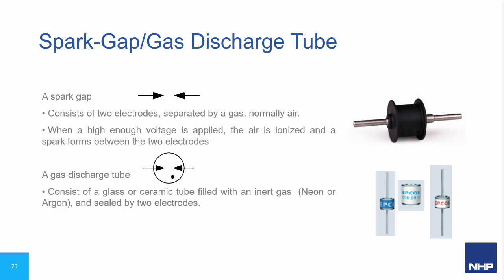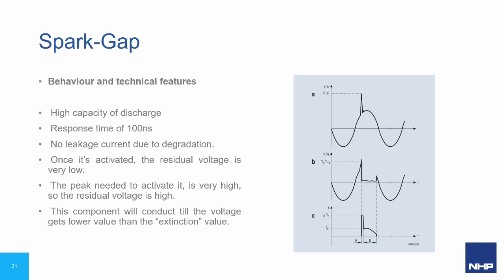Gas discharge tubes operate similarly. However, the medium is an inert gas. At normal voltage levels, the gas is a poor conductor. However, when the voltage increases from a transient, the gas is ionized and the gas discharge tube becomes a good conductor. Spark gaps have a high discharge capacity, which makes them suitable for discharging large currents, such as those received from lightning. Once activated, the residual voltage is very low. However, to activate them in the first place, they require a large peak, which results in a high initial residual voltage until fully activated. The benefit of this technology is it doesn't degrade anywhere in the same way as MOVs do.